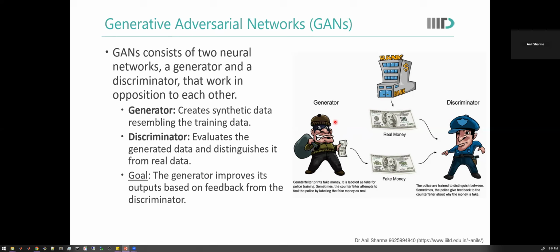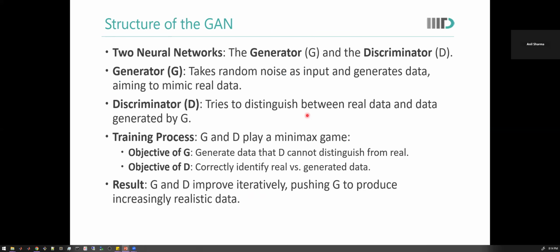Okay, so the goal is that the generator improves its output based on the feedback from the discriminator. This is what a GAN model is, intuition based. If I talk about the structure of GANs, there are two neural networks: one is a generator, which is represented by G in my slides, and the other is the discriminator, which is represented by D.